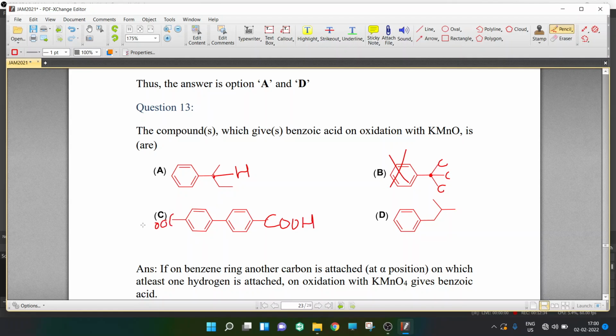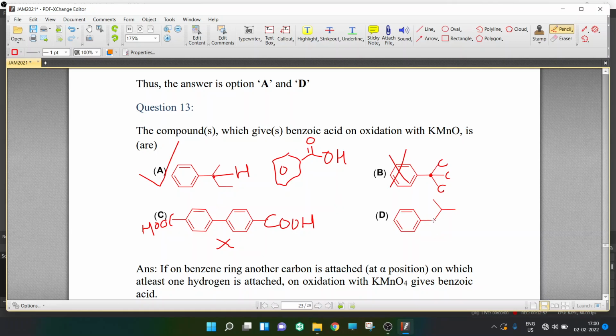So as you can see, this is not benzoic acid. Benzoic acid is benzene with a COOH on it. So that is called benzoic acid. Here such a thing does not happen, so C is also not the right answer. A is definitely the right answer, and D also.